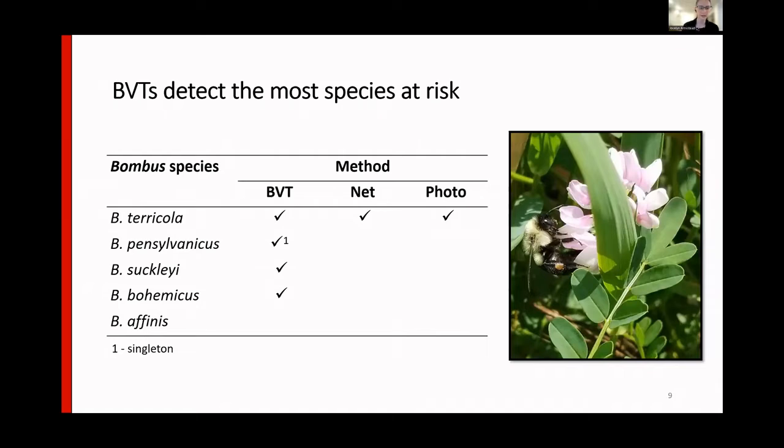And then this table here has a list of bumblebee species that have been assessed by COSEWIC and potentially could be found in the regions that we surveyed. The table shows a combination of results from all regions. So if a method detected a particular species, even in one region, it has a check mark here. And overall, what we can see is that blue vane traps detected the most species at risk.